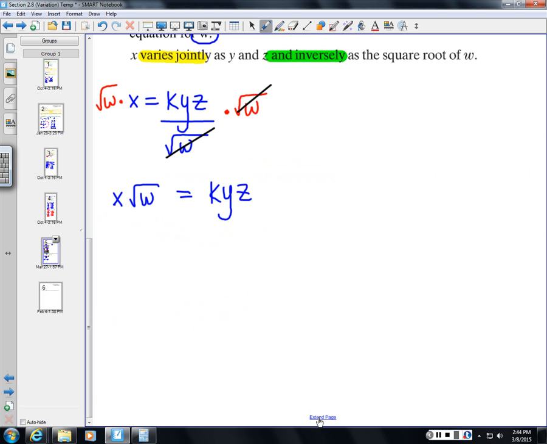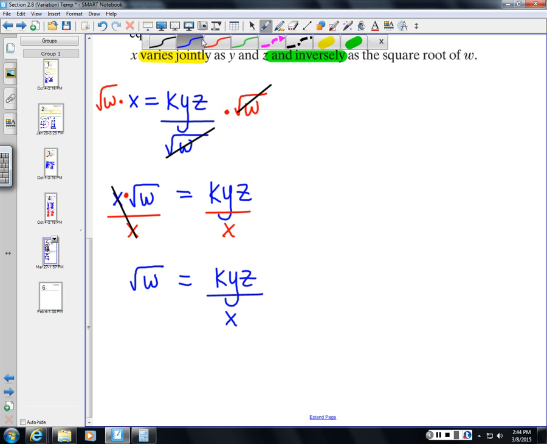And again, still trying to get this w by itself. Since there's an x there being multiplied, I'm going to move the x over to the other side. So divide both sides by x. So this x is canceled. And I've got the square root of w now by itself. However, it doesn't say solve for the square root of w. It says solve for w, which means I've got to get rid of the square root.